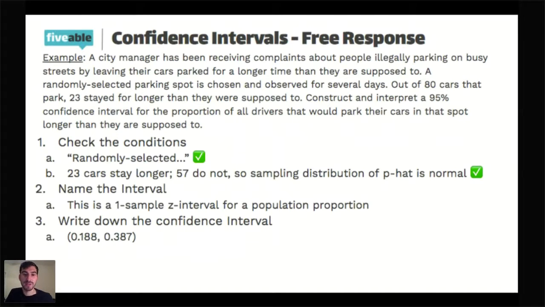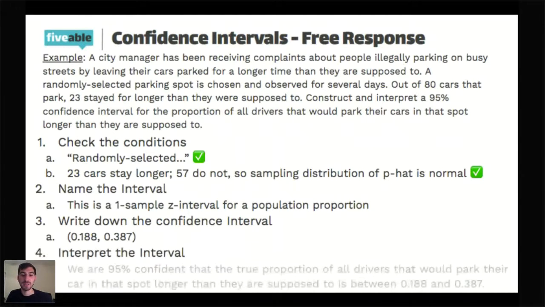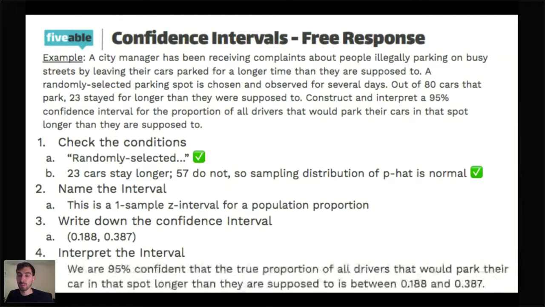And then my sentence, because it was a 95% confidence interval, I say that we are, in fact, 95% confident that the true proportion of all drivers that would park their car in that spot longer than they're supposed to is between 0.188 and 0.387.